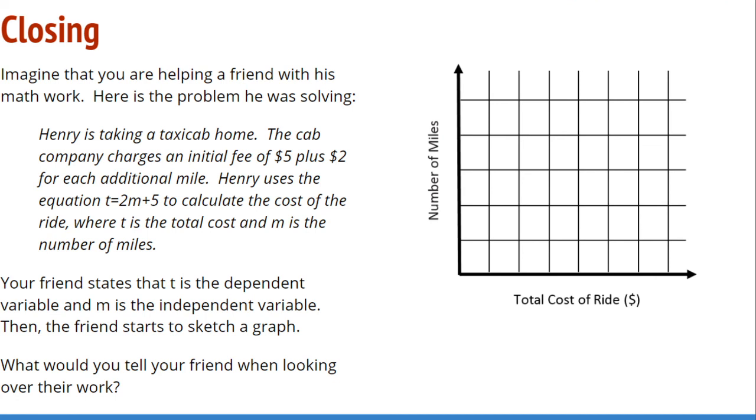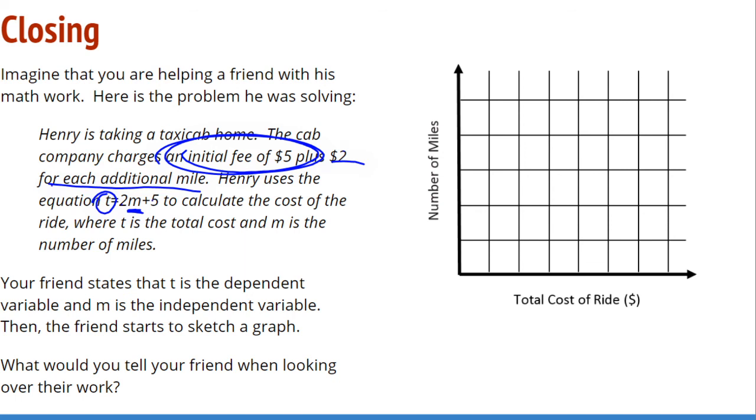So imagine you are helping a friend with his math work, and here is the problem he was solving. Henry is taking a taxi cab home. The cab company charges an initial fee of $5. Okay, I heard that flat fee part there. No matter what you do, it's going to cost you $5, plus $2 for each original mile. Henry uses the equation T equals 2 times M plus 5 to calculate the cost of the ride, where T is the total cost and M is the number of miles. So T is our total cost, M is how many miles we traveled, it's $2 for each of the miles, he's got the $5 flat fee.